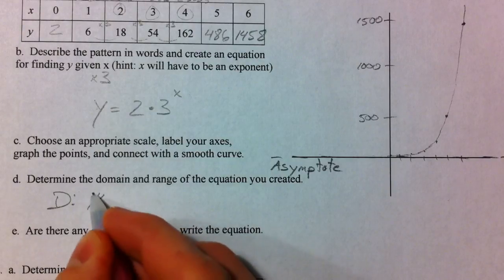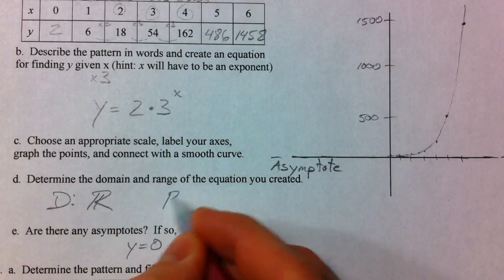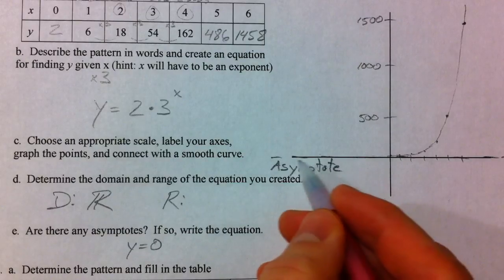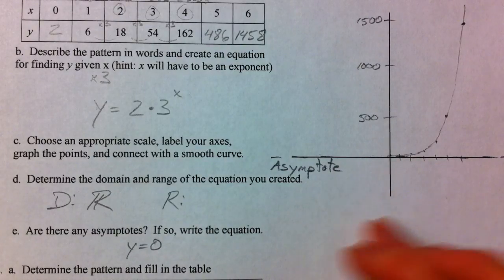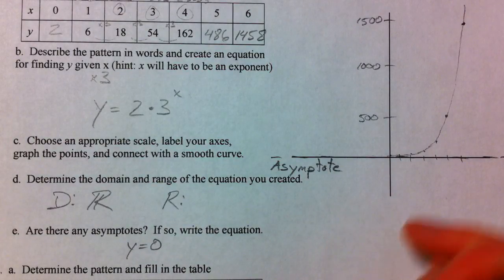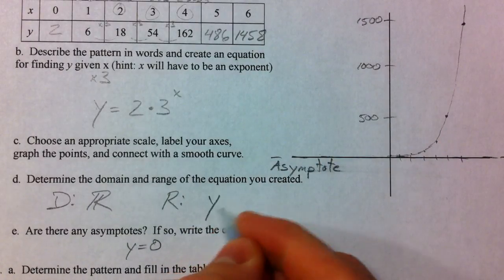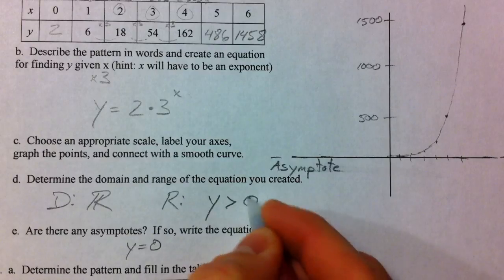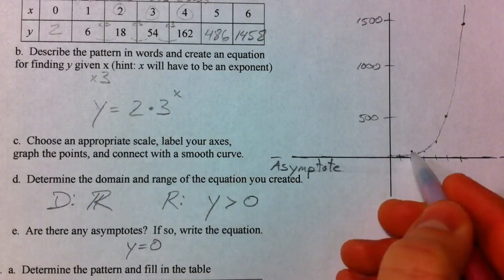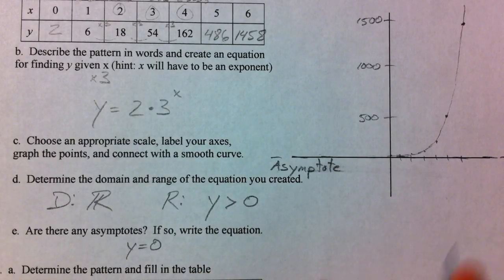And so our domain is going to be all real numbers. Our range, we don't have any y values down here. And so all of our y values don't even reach 0. And so I'm going to say all real numbers greater than 0, because that asymptote is the cutoff point.